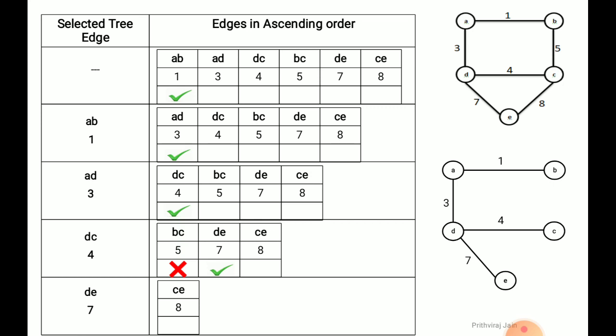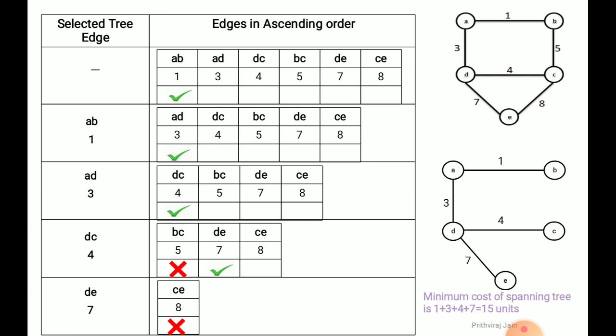Now the remaining edge is CE. If I choose this CE, again I can see that it forms a cycle in the spanning tree, so we can't choose the edge CE. Hence we neglect this edge. So that's it, we are done with the v minus 1 edges. The total number of edges in the spanning tree is 4, that is v minus 1. Since we had 5 vertices, we found 4 edges in our spanning tree.